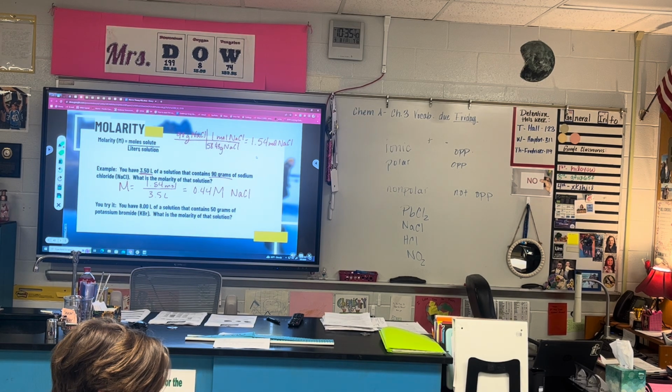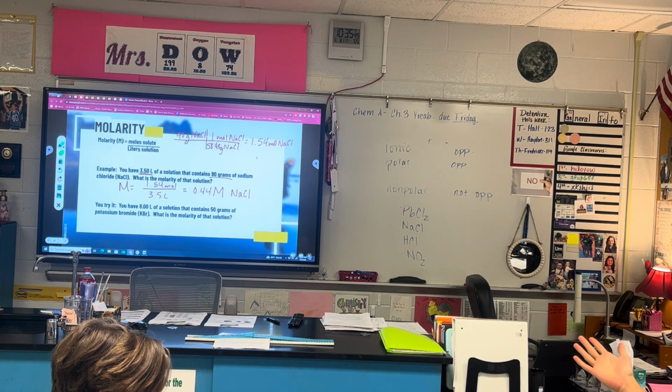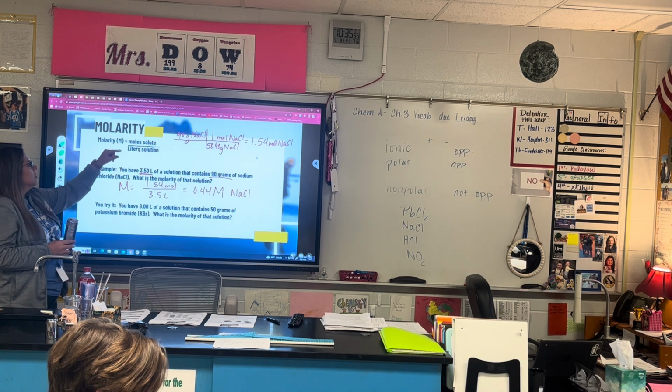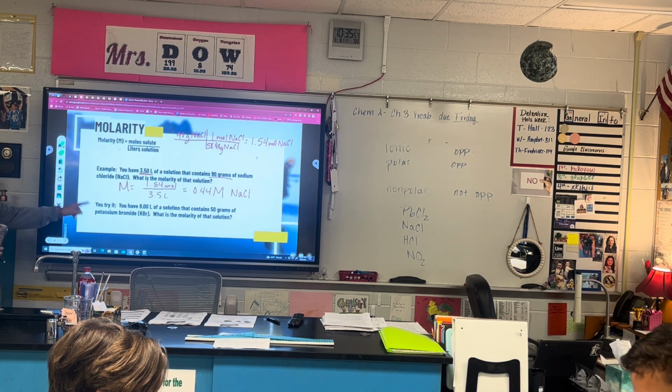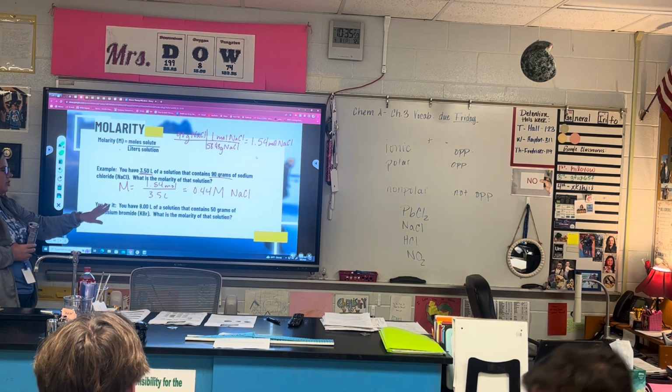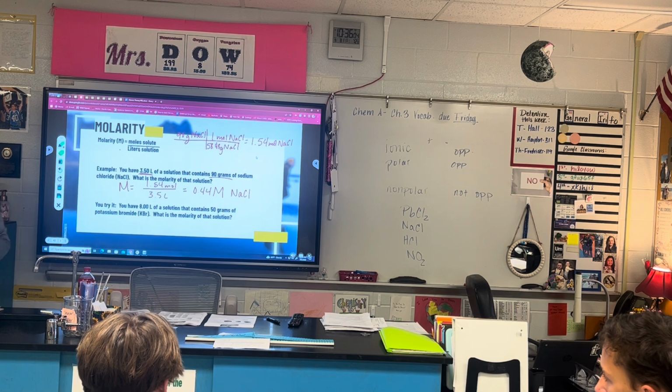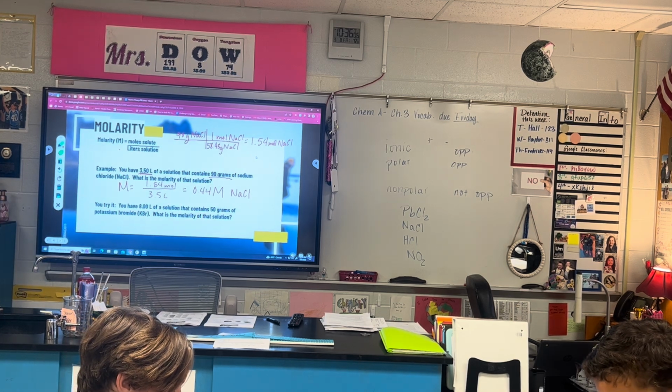That's not that bad. So anytime you're given grams, you just change it to moles. You gotta get it to moles, put it in your formula. Is this as complicated as it gets? Yeah, it's just variations of this, but it's always this formula. Alright, so you try this one. You have 8 liters of a solution that contains 50 grams of potassium bromide. What's the molarity of that solution? So you do that one on your own.